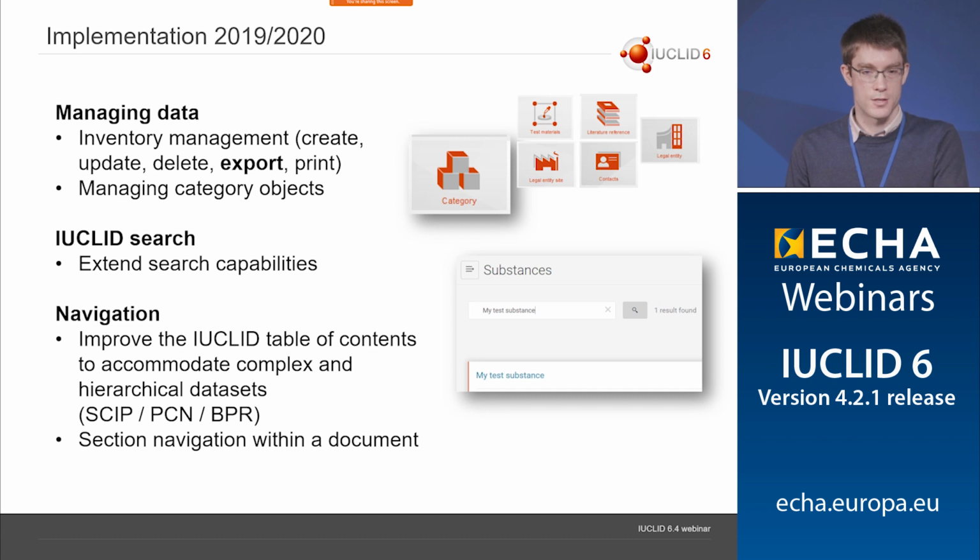We will also extend the Euclid search capabilities in the web interface. We're working closely with industry and MSCAs to ensure that we identify the key search criteria when searching for substances and mixtures, when searching for documents, or when searching for these simple entities such as reference substance, test material. We will also improve the navigation in Euclid so that the table of contents can be better understood. This is particularly bearing in mind future adaptations, well, the current adaptation is 6.4, to these different regulations. So for instance, for the SCIP database. We will also implement the section navigation within the document so that you can easily navigate from section to section when in a document.